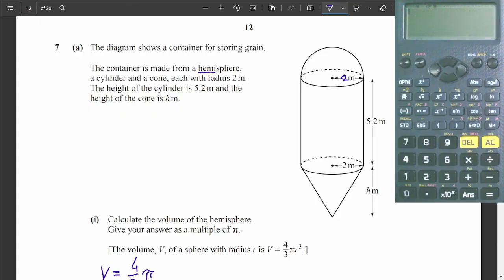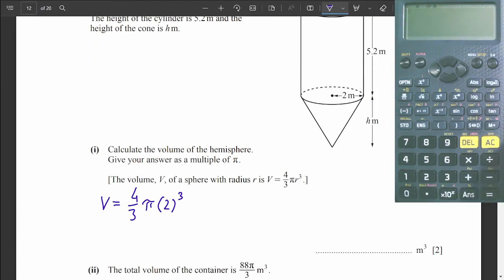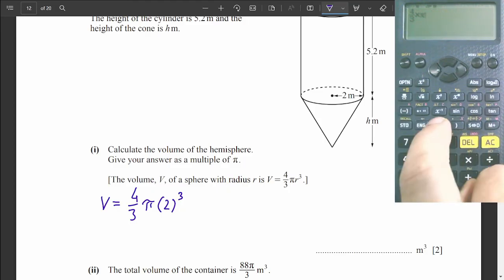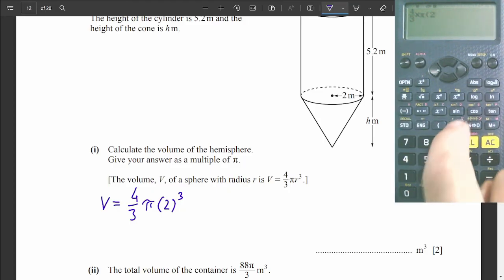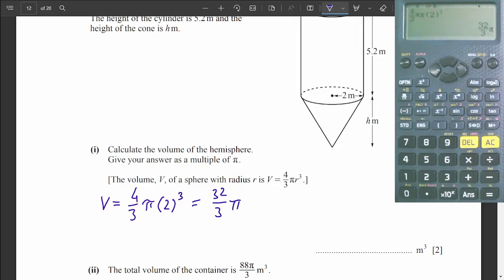What's the radius of the hemisphere? There it is, 2. So that is 2 cubed. Let's put that into our calculator. Fraction 4/3 times pi times 2 cubed. All right, so that gives us this answer, 32/3 pi.